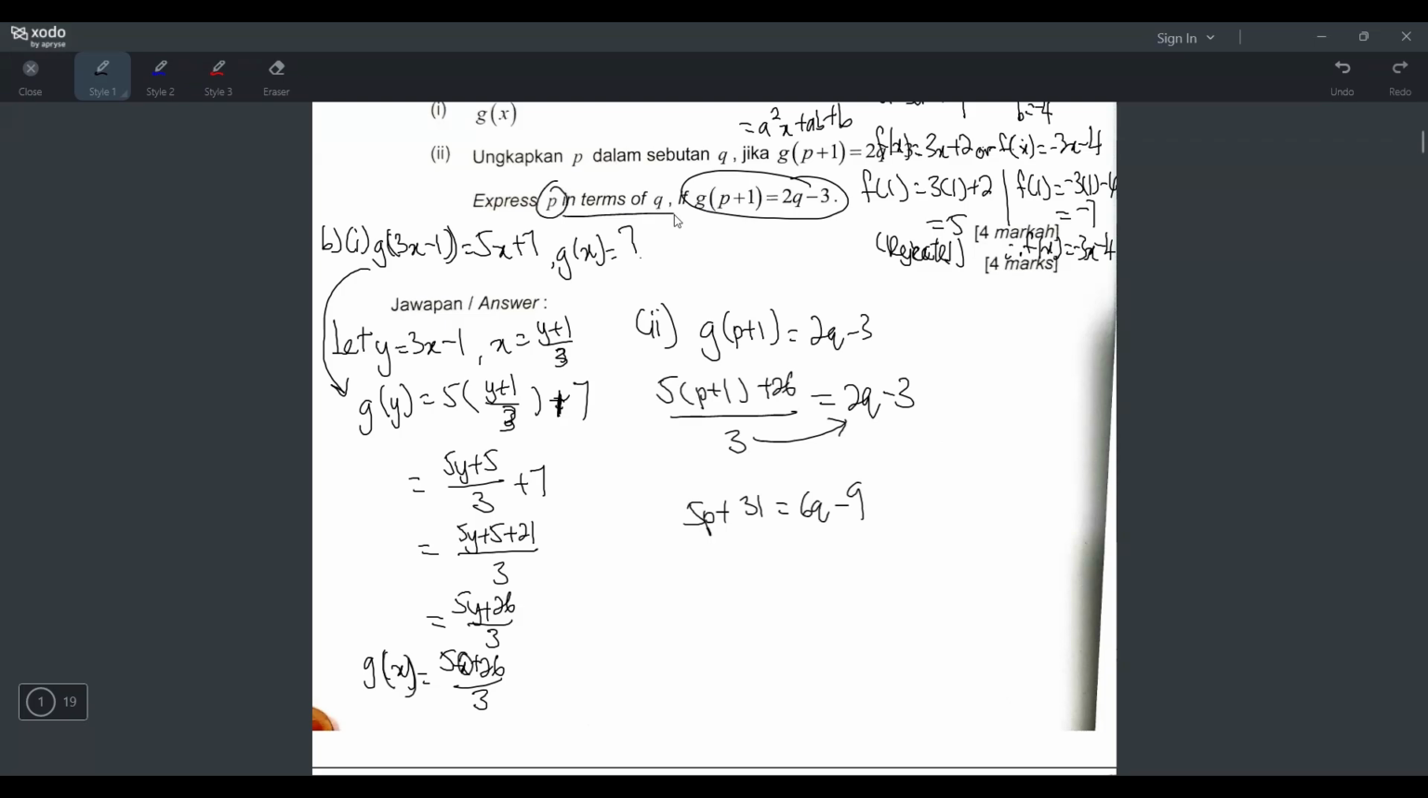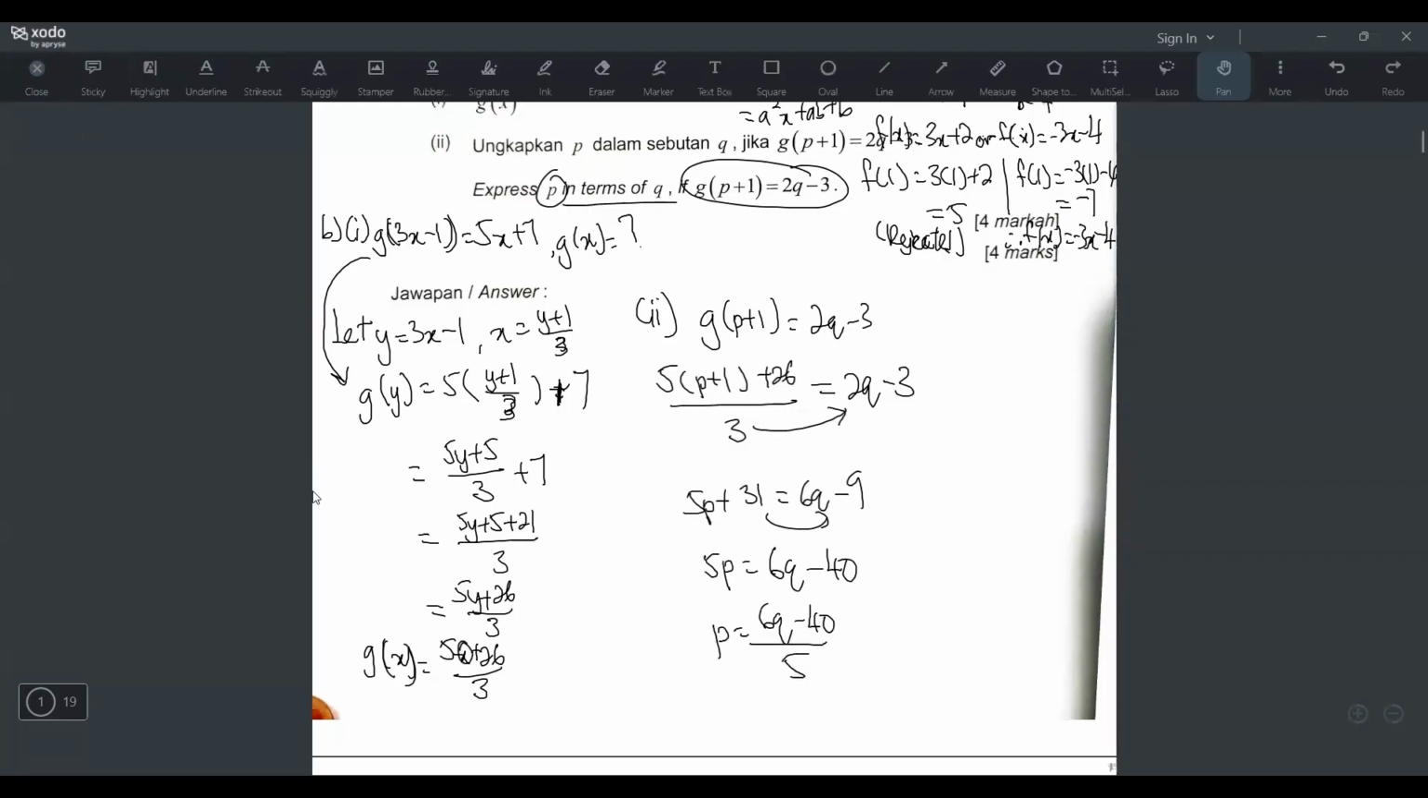And since you want p in terms of q, it means you want p to be single. So let's pindah the 31, becomes 6q minus 9 minus 31, minus 40. And then divide 5. So the answer is 6q minus 40 over 5, right? And that should be your answer. Okay, sudah siap?